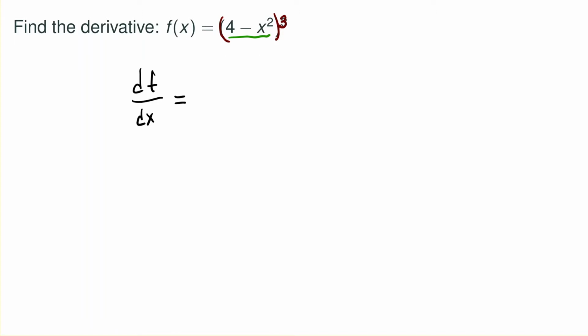And for the derivative of the outside, we use the power rule. 3, the entire thing to the second power. But then the inside is 4 minus x squared. That's the argument. But then we do have to multiply by the derivative of the argument. Like this. So now the next line, this one stays the same.